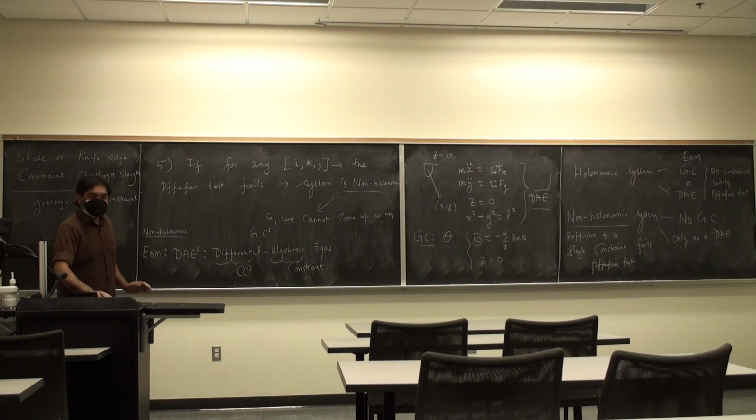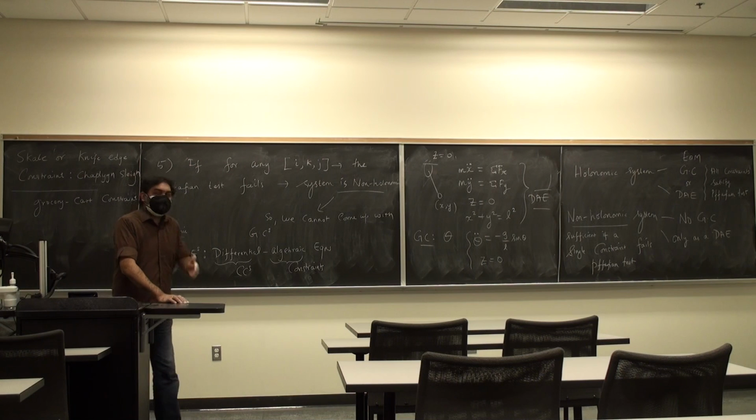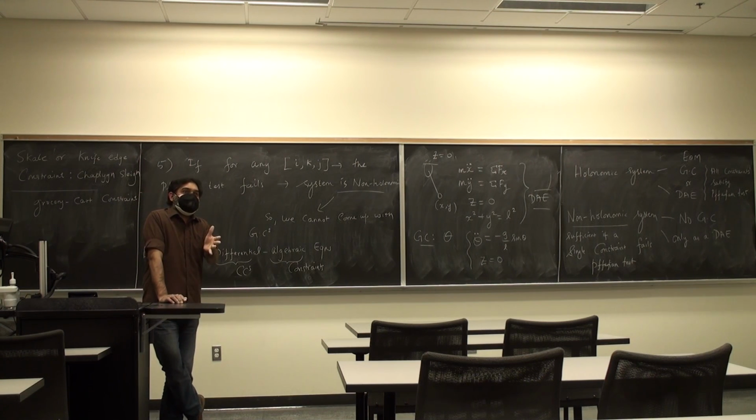I'm going to stop here. We have 4 minutes. I will not be able to do justice to it in 4 minutes. So 2 problems that we are going to look at in the next class is the knife edge constraint and then a rolling coin. Just the constraints, not the equations of motion. We are not there yet. But we will look at the constraints for a rolling coin.